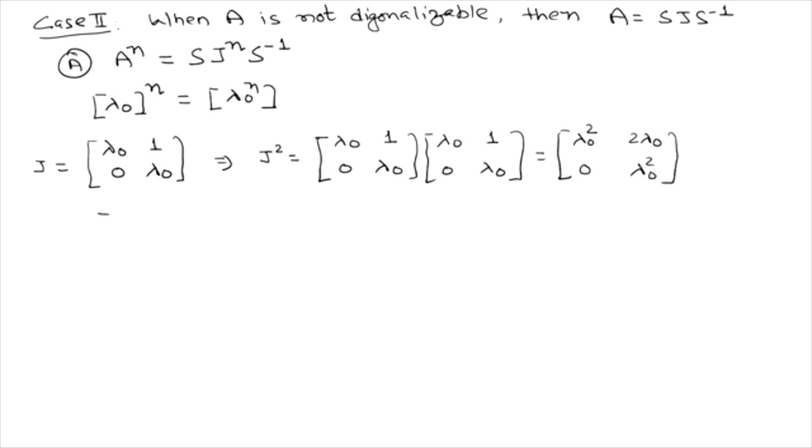If I calculate J^3, it will be J² × J. So, it means I have to multiply again this matrix with this matrix. So, this becomes (λ0³, 3λ0²; 0, λ0³). So, this is about 2×2 matrices. Similarly, we can obtain it for 3×3 Jordan blocks or Jordan blocks of any size.